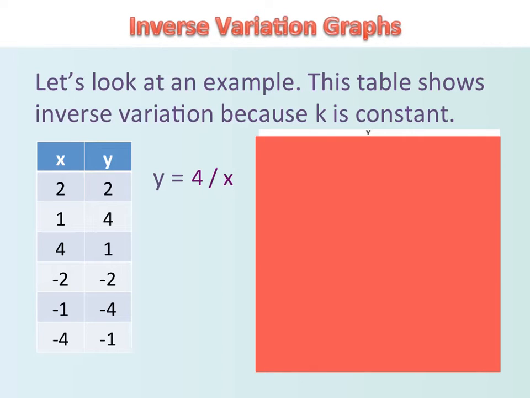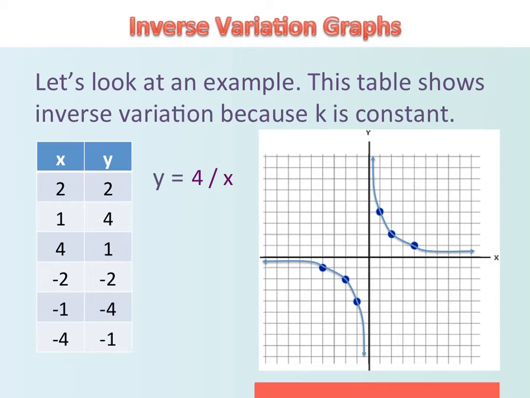Last thing I want to look at is the graph of an inverse variation. So go ahead and pause the video and graph the points in your table on your graph, and then we'll take a look at how you connect those in order for it to be what an inverse variation graph would look like. Alright, so if you graph those 6 points, when you go to connect them, you're going to connect it as a curved line.